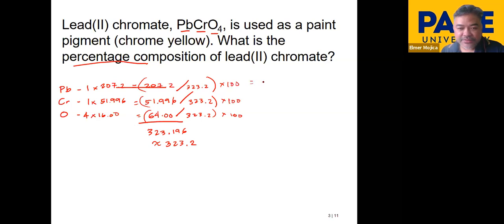So if you do that, you will have here 64.11%, 16.09%, and then 19.18%.